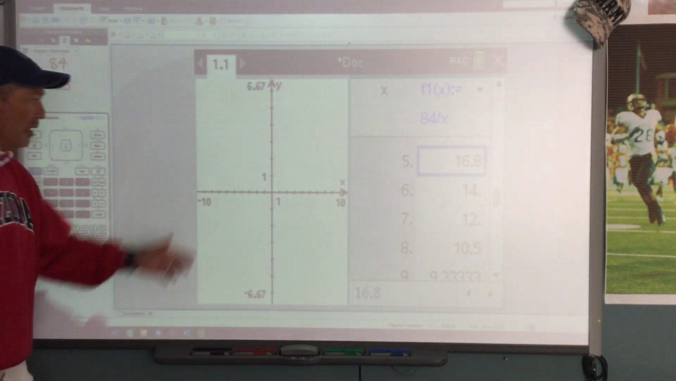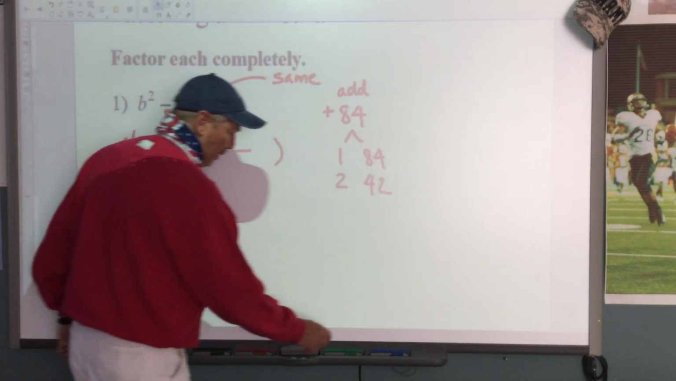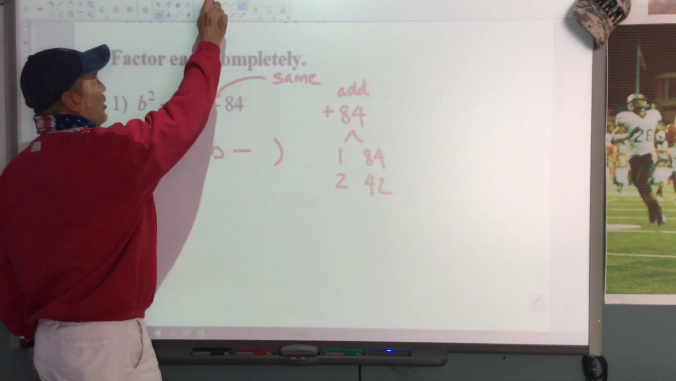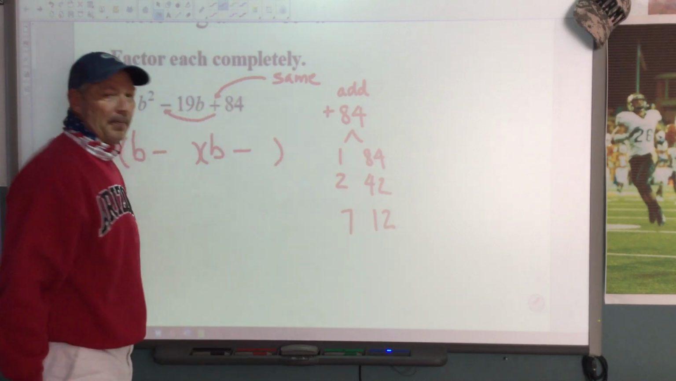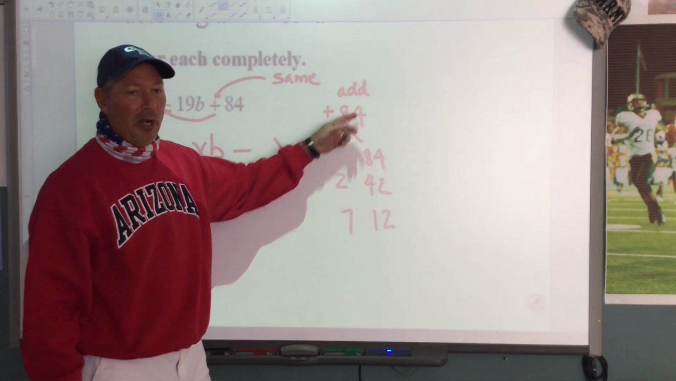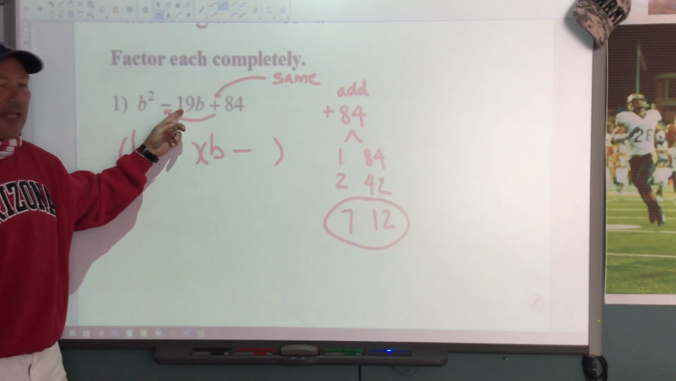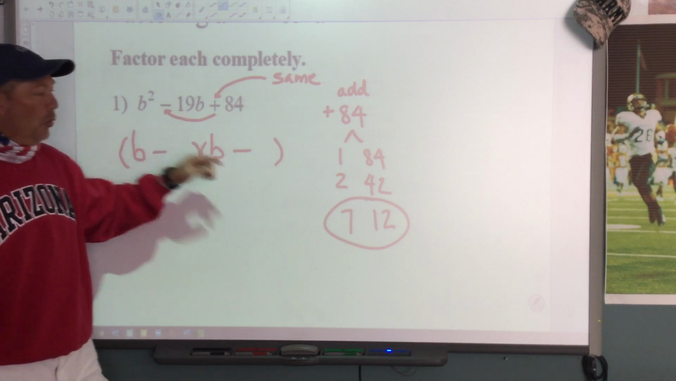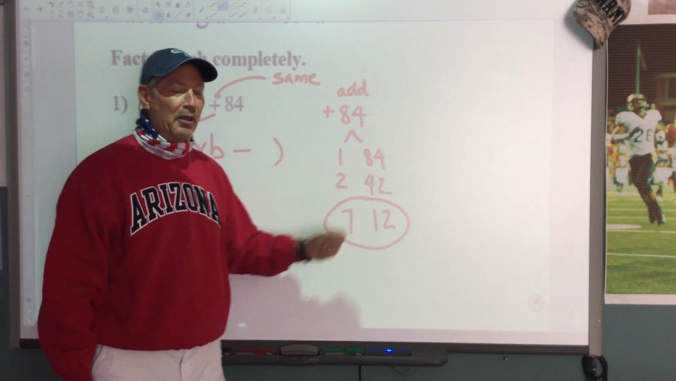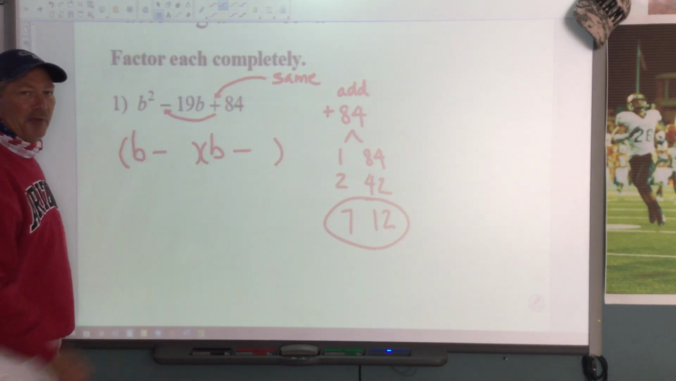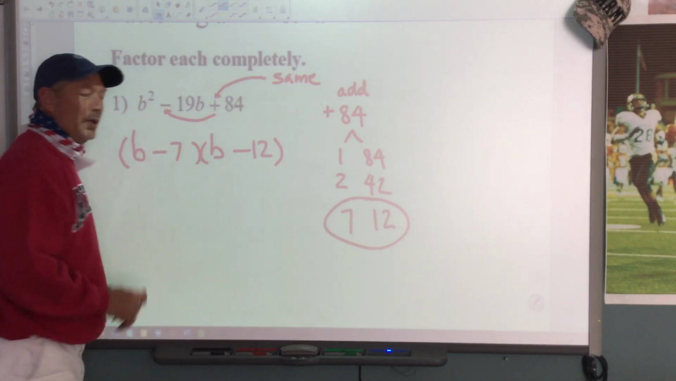So we go back to our problem, and we're looking for a combination, and it turned out that we had on that table 7 times 12. 7 times 12 is 84, and if we add them together, it's going to be our middle term. We're looking for two factors that when you multiply them, it's 84, but when you add them, it gives you your B number, your middle term of 19. So we're going to put our 7 and our 12 in our parentheses, and we are done.